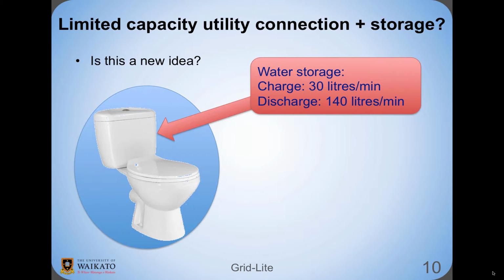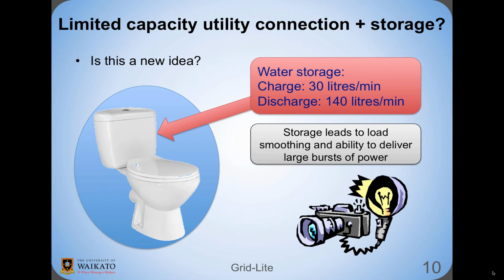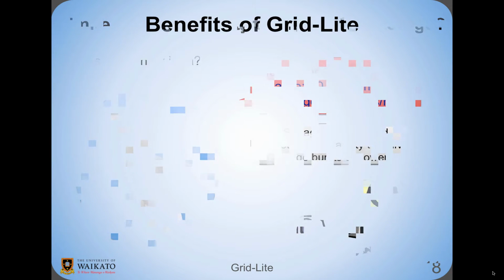Think of the savings in the capacity of the water distribution network. So the idea of local storage gives us load smoothing and the ability to deliver much larger bursts of power for a short period, much like the traditional flash on an old-fashioned camera, which used a capacitor to store electricity for rapid short bursts of power.